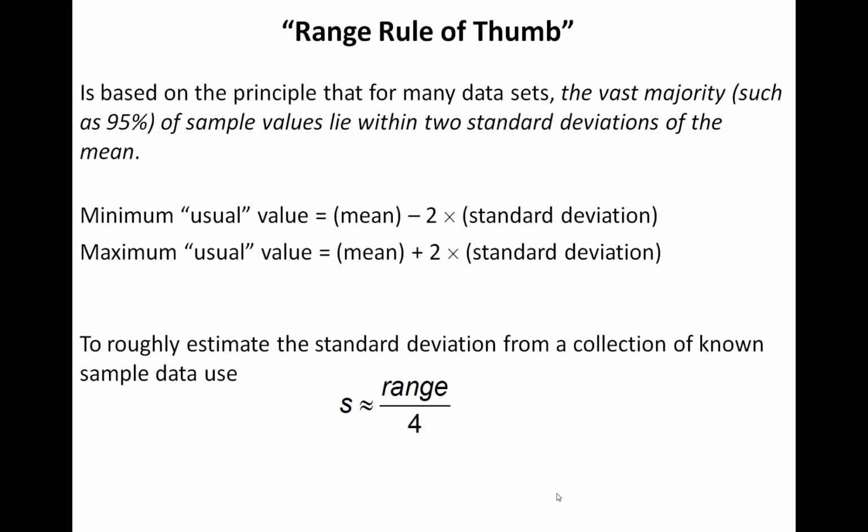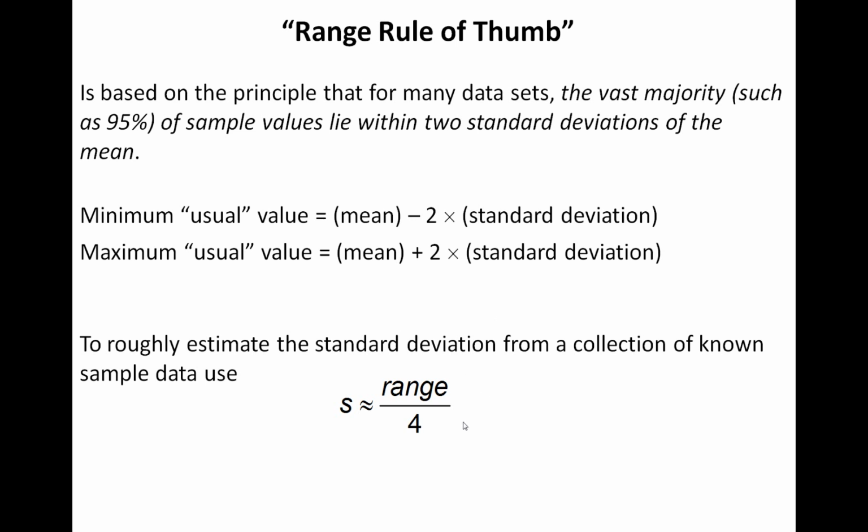So before we get to the range rule of thumb, we want to mention what values are usual or unusual for a data set. Usual values would be within 2 standard deviations of the mean, and unusual values are in general considered to be those which are more than 2 standard deviations from the mean. So just keep that in mind going forward.